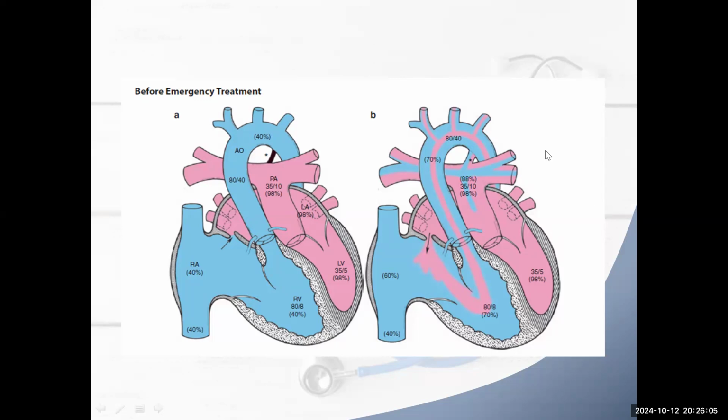Okay, is it clear? This is the first type of TGA, which is TGA with intact septum, where the site of the mixing is the PDA. There is another type, TGA with VSD. If the patient has a VSD in the interventricular septum, what will happen?